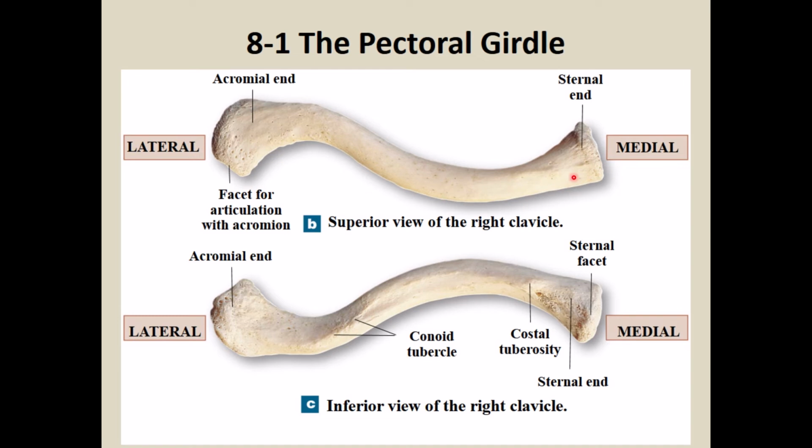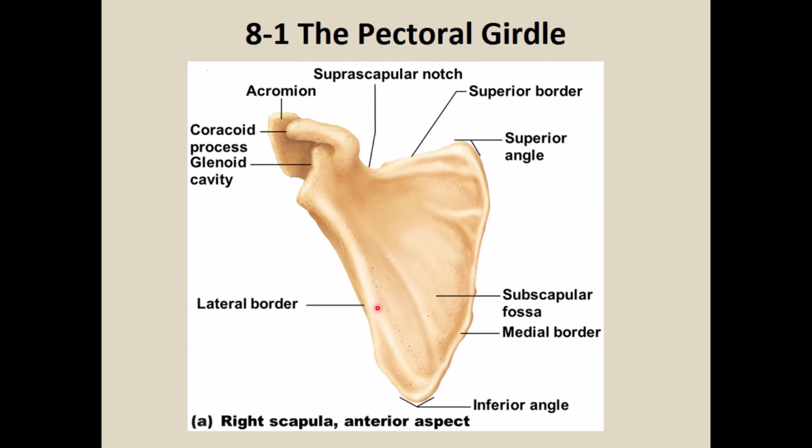So this is a superior view, and you do not see a lot of bony markings. Not much is going on there because there's nothing attached here. In the inferior view, you can see a couple of bony markings. One is called costal tuberosity, and the other one is called the conoid tubercle. So these are a couple of bony markings that are viewable only from the inferior side.